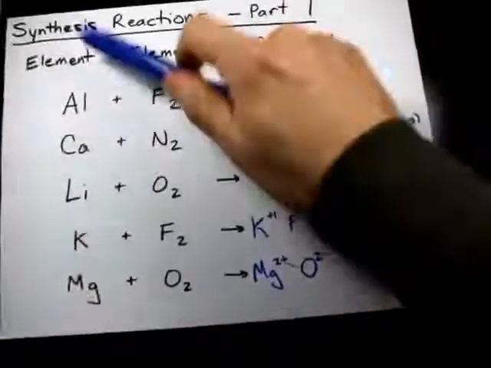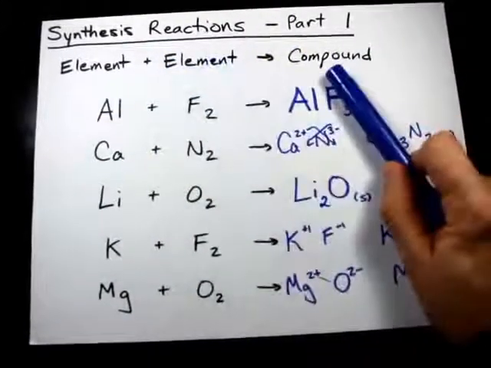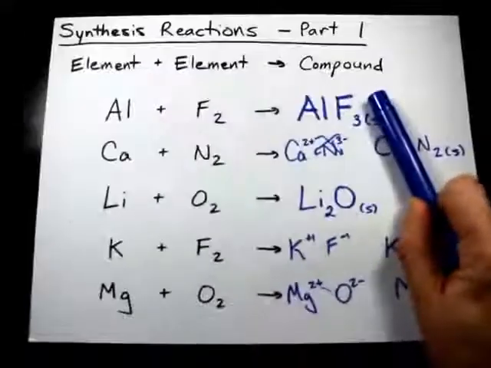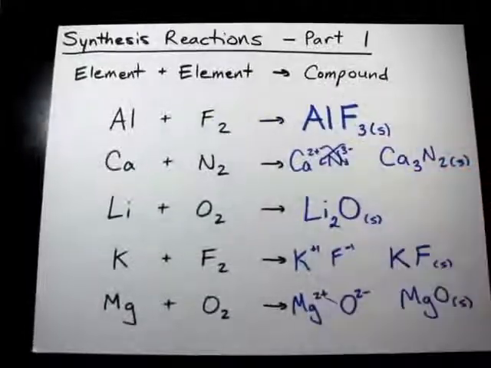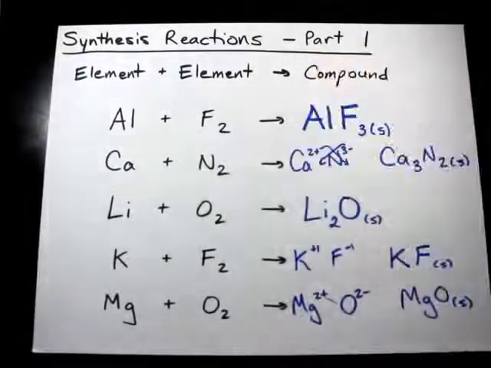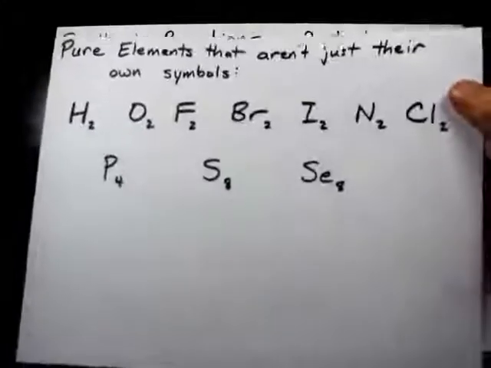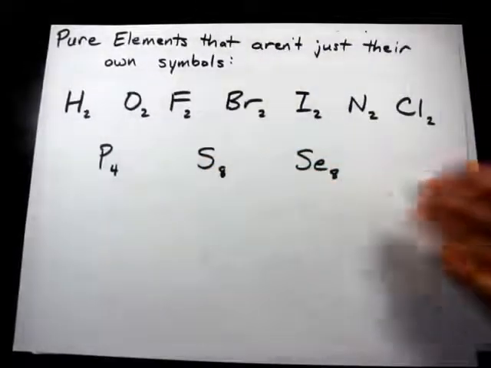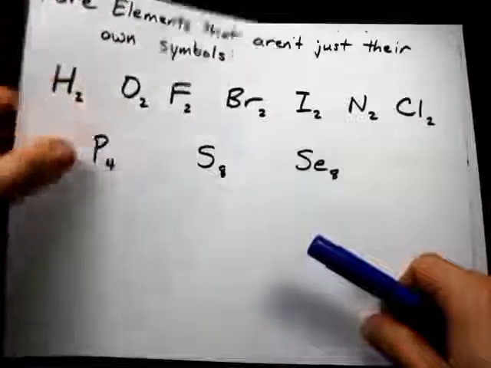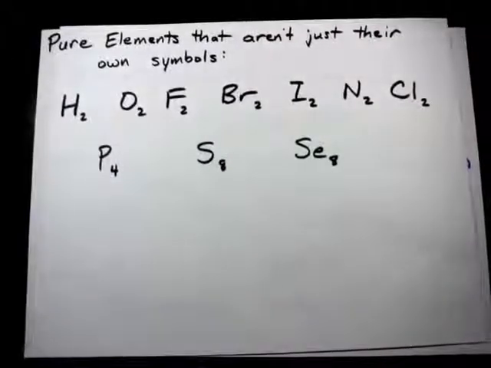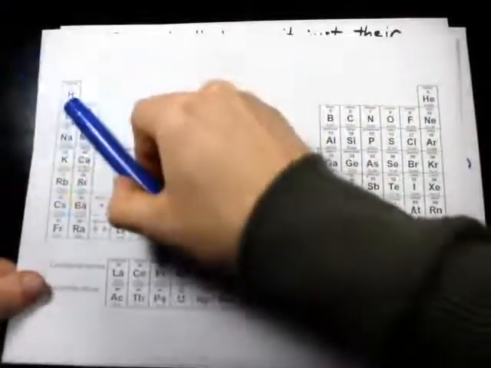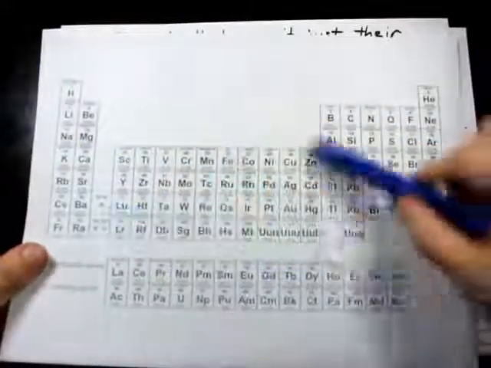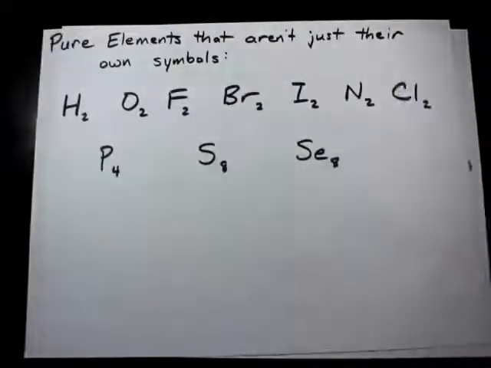All right, so let's review. I'll go back one page. Synthesis reactions are when two become one. Two elements making an ionic compound. Again, in all synthesis reactions, two things combine to make a single pure substance. In these cases, ionic compounds. These are the pure elements that are not just the elemental symbols. And let me point out that all of the pure metals, that's from the staircase and over, except for hydrogen, which isn't a metal, have pure element symbols that are just the elements themselves. You probably caught on to that when you saw these.